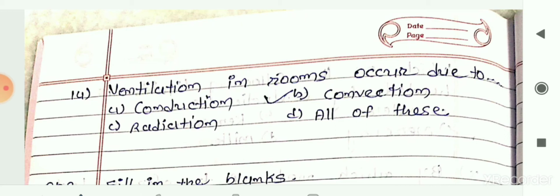The options given to you are conduction, convection, radiation and all of this. So the answer is option B, convection, as in ventilation the heat is transferred in the gaseous medium, that means in the air. So it occurs due to the process of convection. So your answer is convection. Here our choose the correct options gets over.